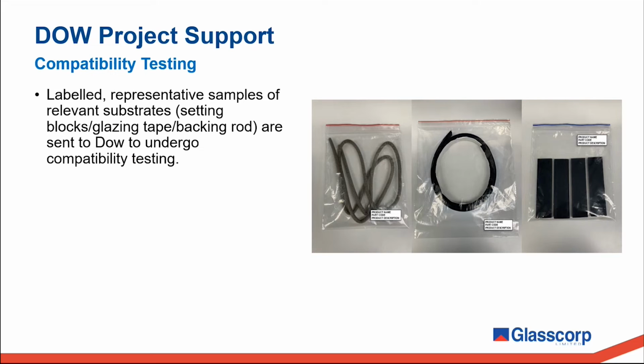Labeled representative samples of the relevant substrates, so in this case we're looking at things like setting blocks, the glazing tape, and the backing rod, are sent to us, which we then forward through to Dow for formal lab testing. And we would send these together with the samples for adhesion.